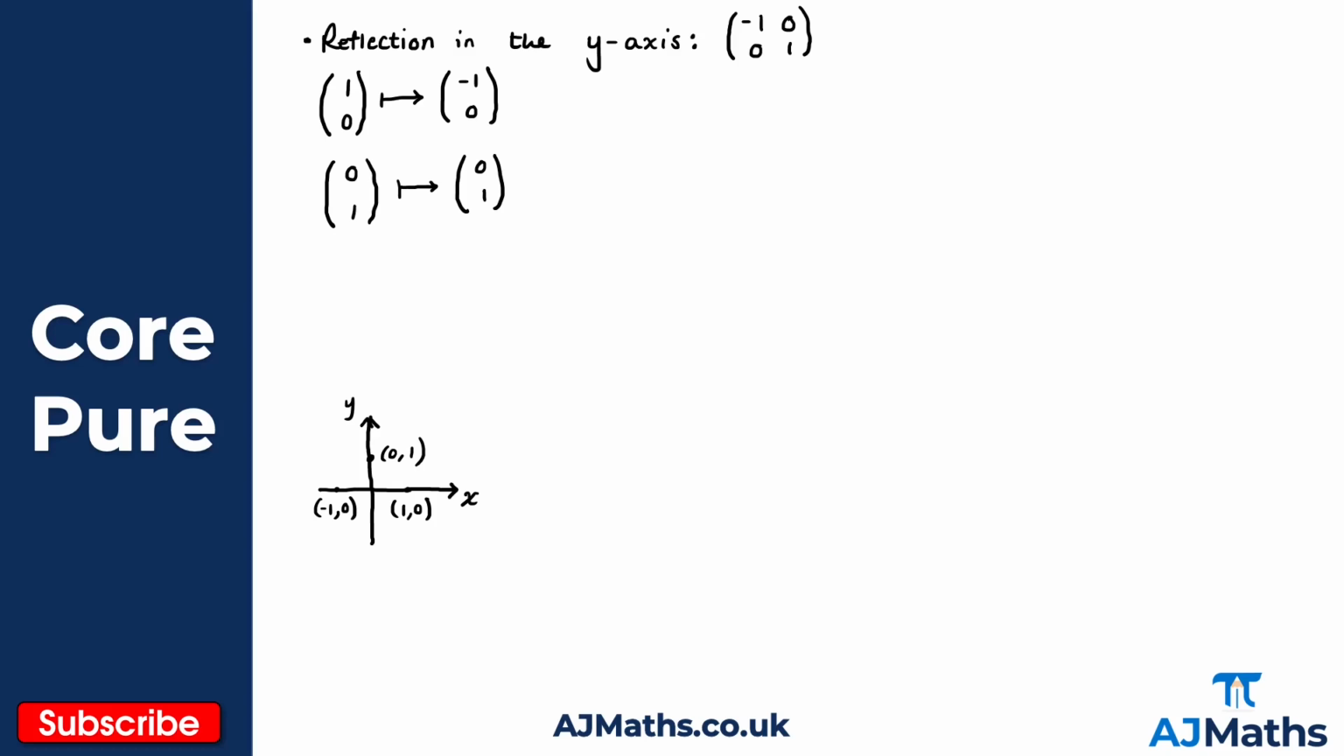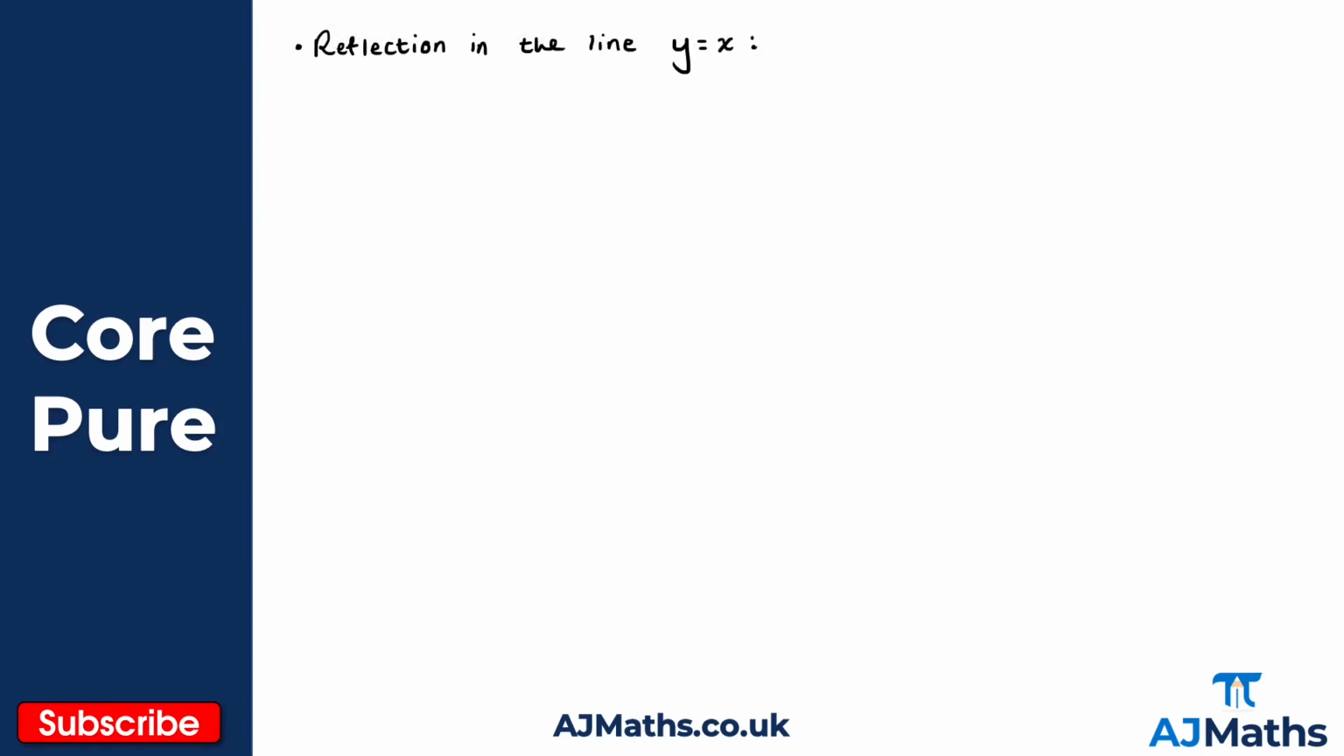And again, in terms of invariant lines, x equals 0 would be the invariant line in this case, in other words the y-axis itself. So x equals 0 is invariant. So that covers a reflection in the y-axis. Now moving on to a reflection in the line y equals x. Again, I'm going to draw a quick sketch just to help illustrate this point.